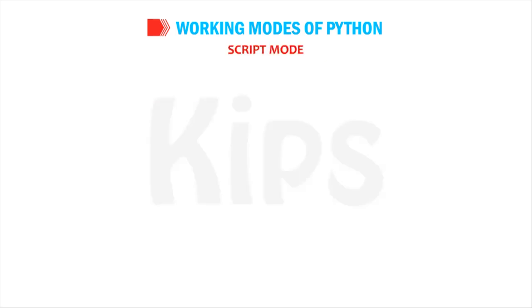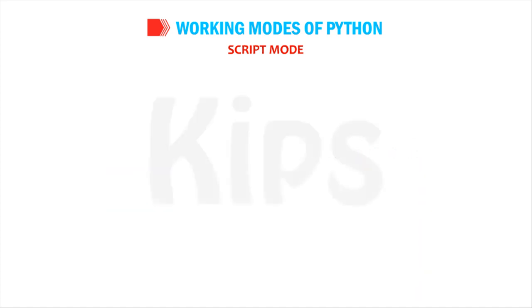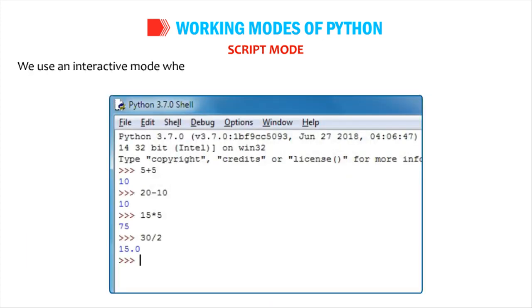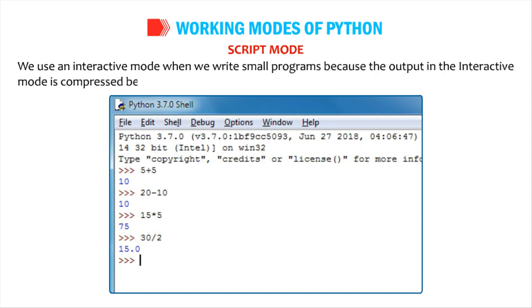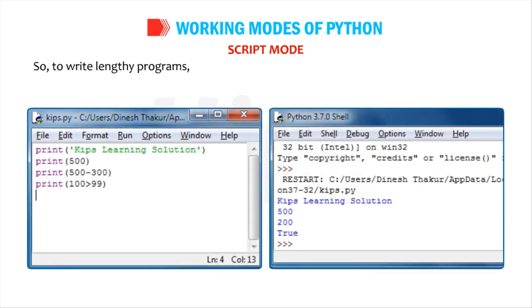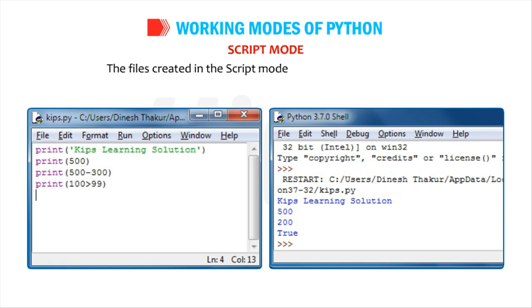Script mode. In the interactive mode, Python displays the results of expressions. In the script mode, however, Python does not automatically display results. We use an interactive mode when we write small programs because the output in the interactive mode is compressed between the statements and is not suitable for writing lengthy programs. So, to write lengthy programs, we use the script mode in which we can create and edit the programs. The files created in the script mode can be saved for later use.